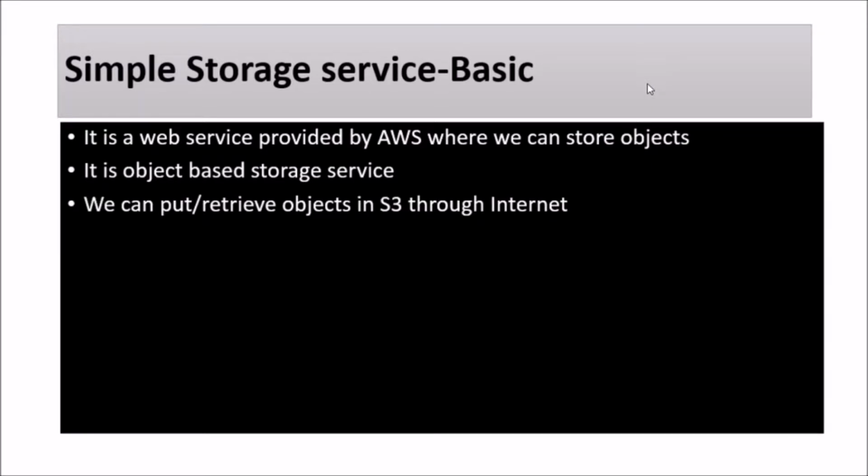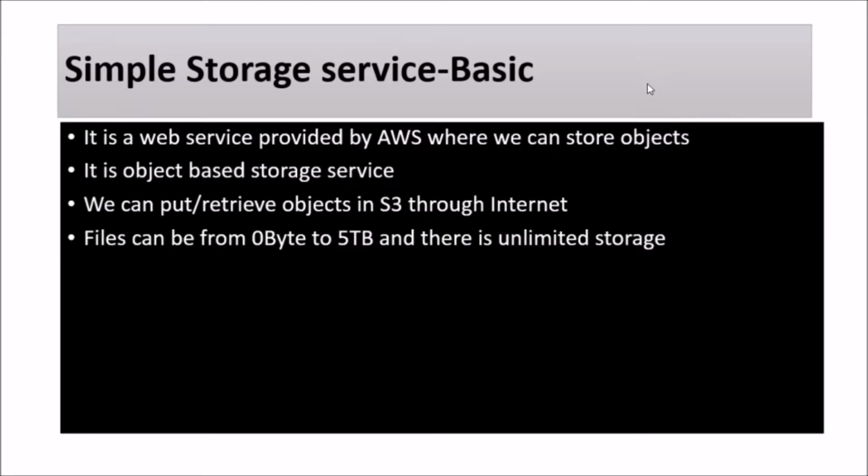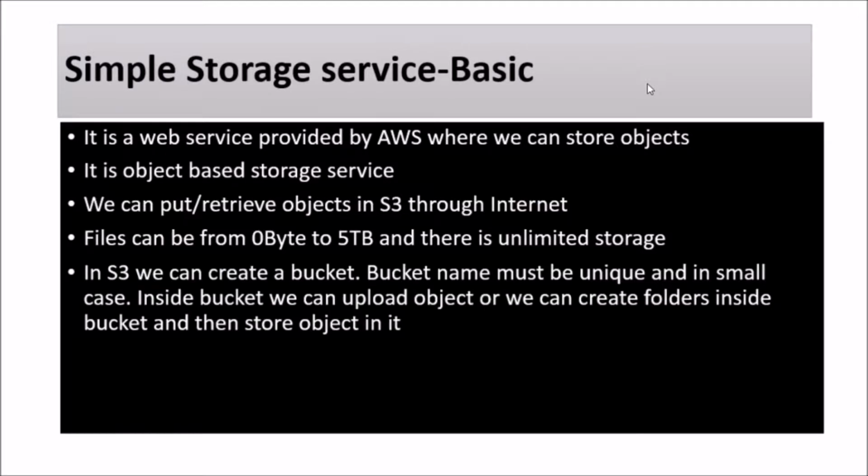We can retrieve objects in S3 through the internet. Files can be from 0 bytes to 5 terabytes and there is unlimited storage. In S3 we can create a bucket. The bucket name must be unique and in small case. Inside the bucket we can upload objects, or we can create a folder inside the bucket and then store objects in it.